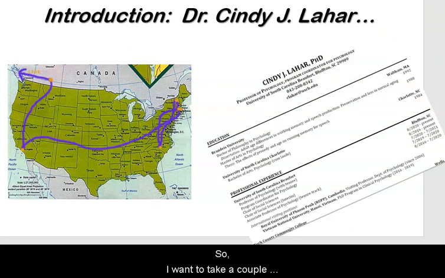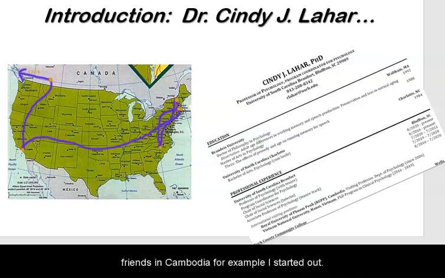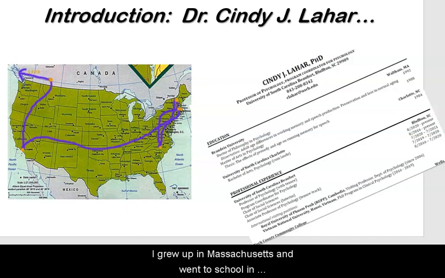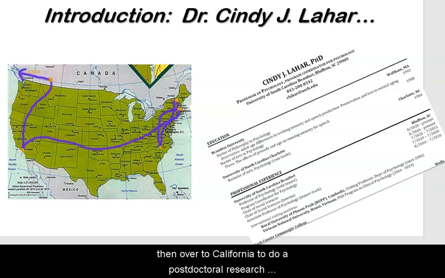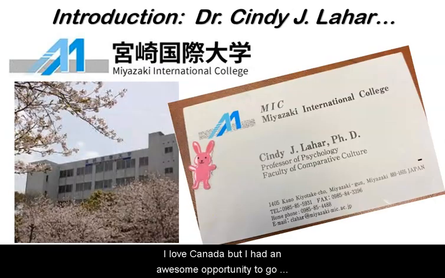I want to take just a couple minutes to introduce myself, and tell you why I would have friends in Cambodia, for example. I grew up in Massachusetts and went to school in Vermont and North Carolina for my bachelor's degree, back to Massachusetts for my master's and PhD training, then over to California to do a postdoctoral research program, and eventually started my first professor job in Canada at the University of Calgary, where I worked for a number of years. I left Canada with an awesome opportunity to go teach in Japan.